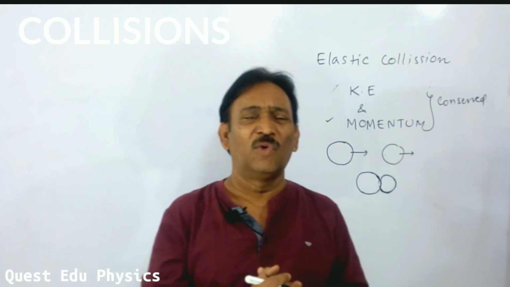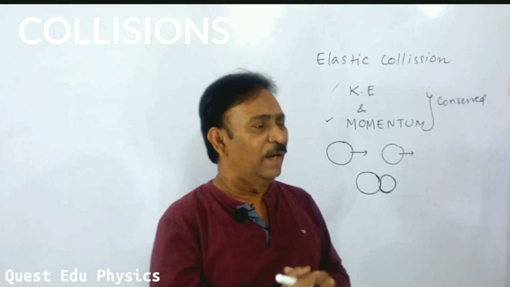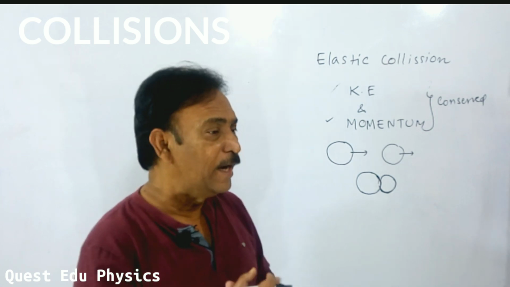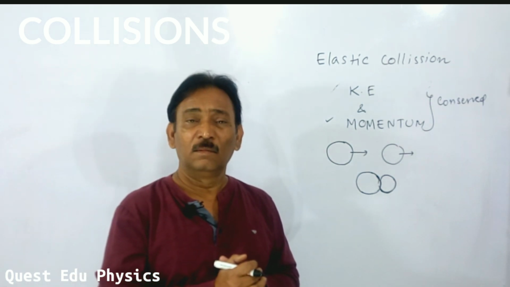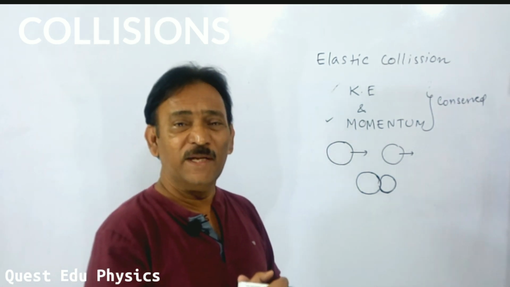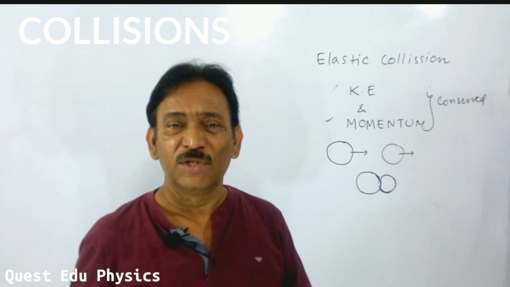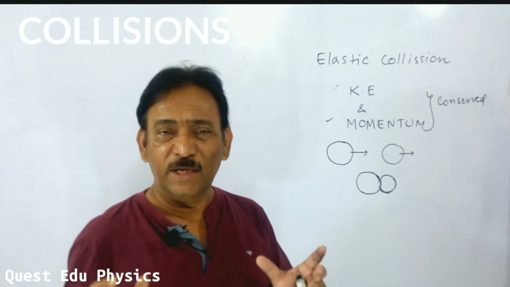I hope you understood what an elastic collision is. It is the collision in which both the kinetic energy and momentum of the body remain constant. Before the collision and after the collision, these two physical quantities remain constant.